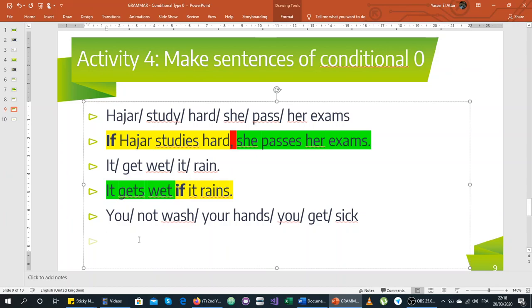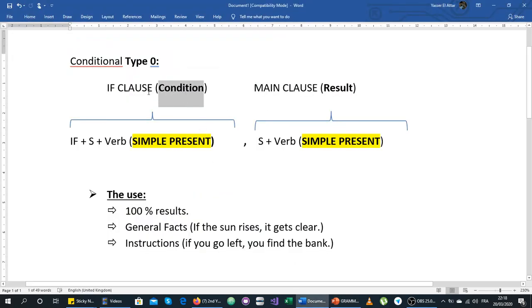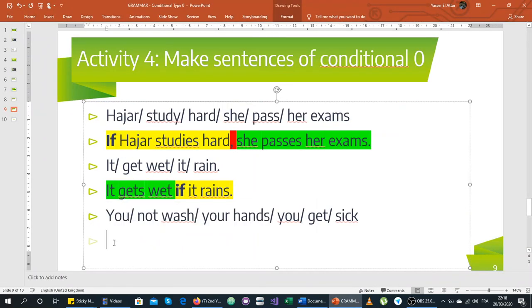Okay, so this is the condition. It means the if clause, the condition. The if clause, we start with if, subject, verb. Okay, so it is an if clause. I will just copy this one so that I don't need to add a lot of colors.